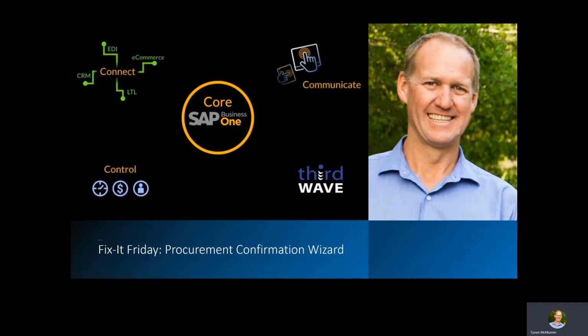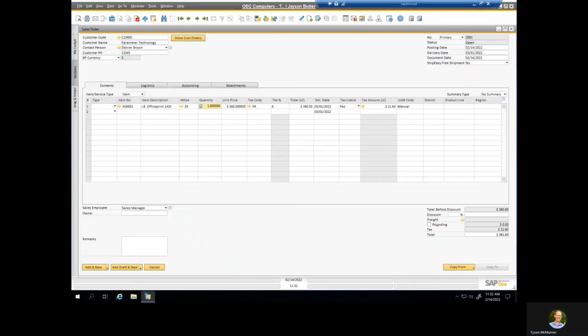Today we're covering off the Procurement Confirmation Wizard in SAP Business One. So I'm logged into SAP Business One here and I have a sales order open. And in this sales order example, as we step through a couple of the examples of the Procurement Generation Wizard, I'm going to execute a purchase order as I save the sales order.